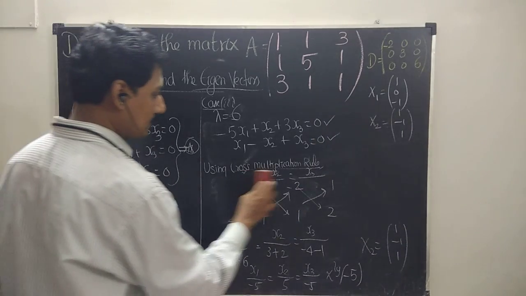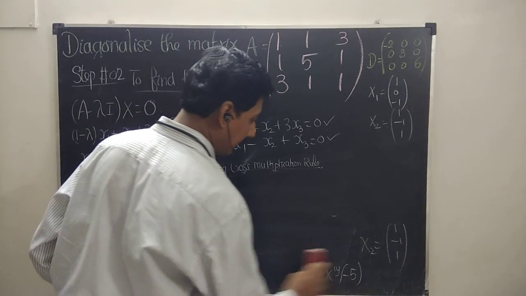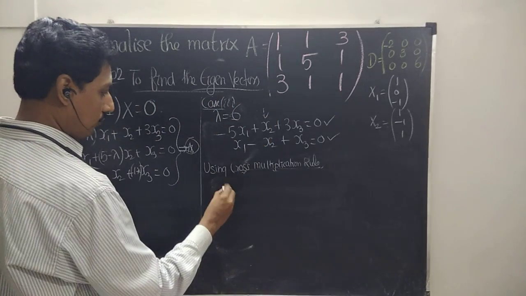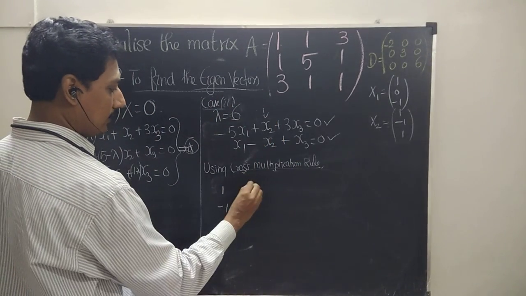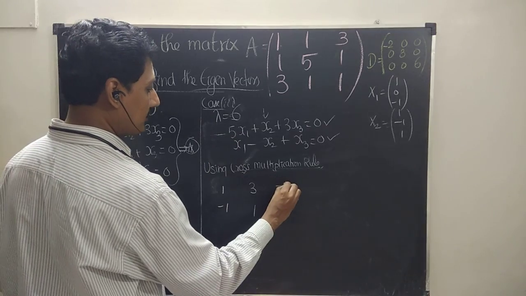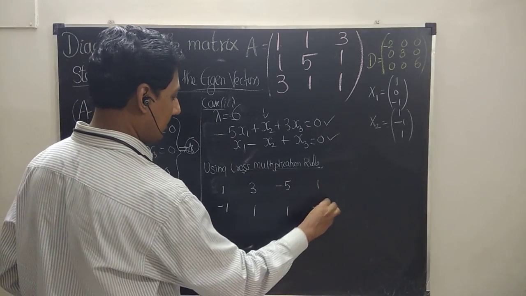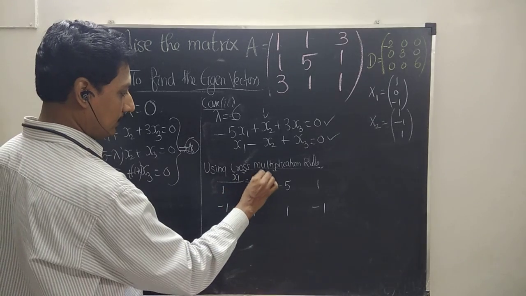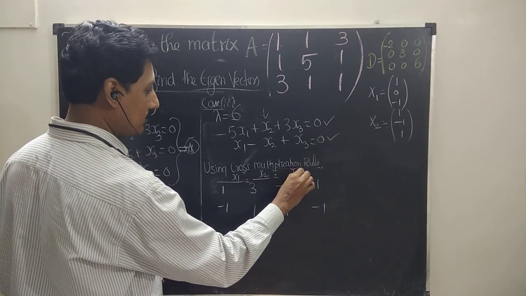Can we apply the cross multiplication rule once again? We will get the third eigenvector. So we start with the middle variable. So 1, minus 1. Here 3, 1. And coming back to the first one, minus 5, 1. Again the same middle one, 1, minus 1. This gives the x1, this gives the x2 value, this will give the x3 value.